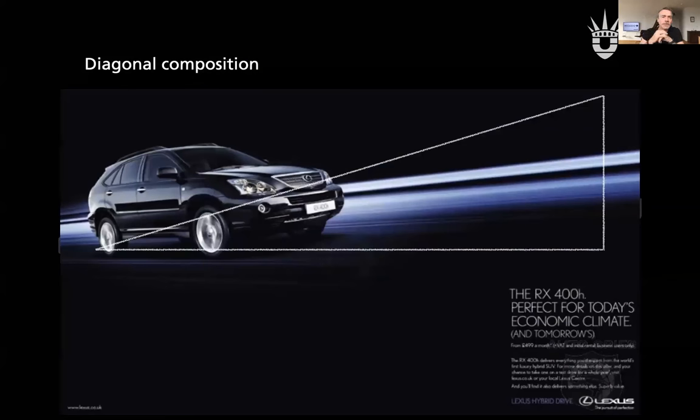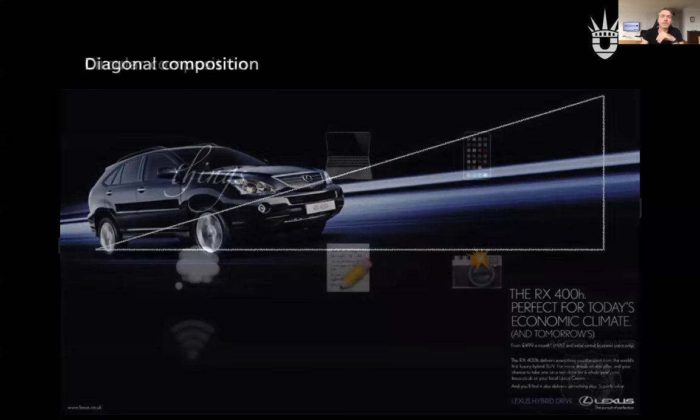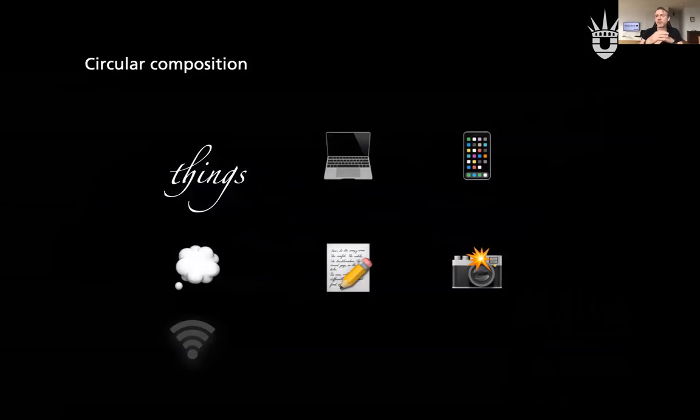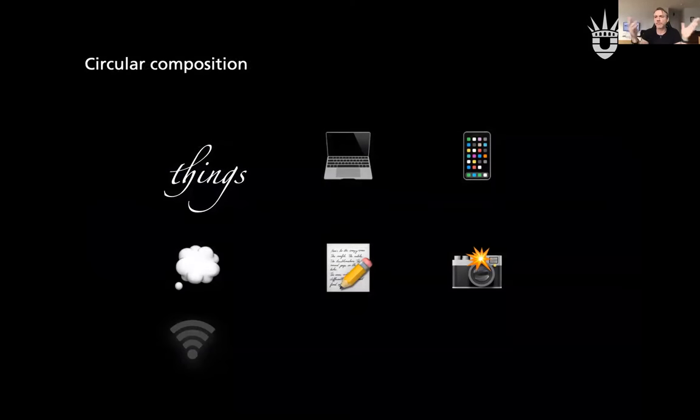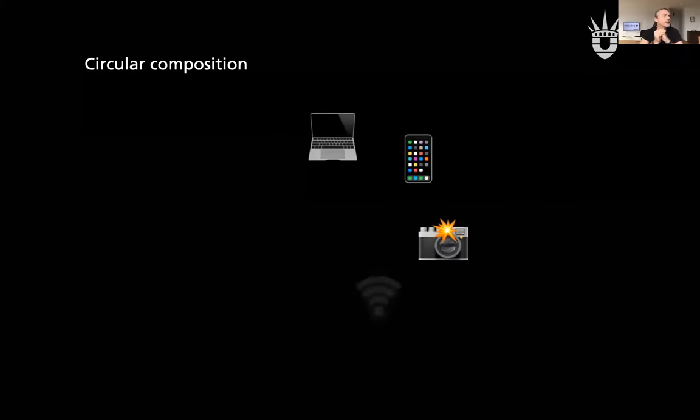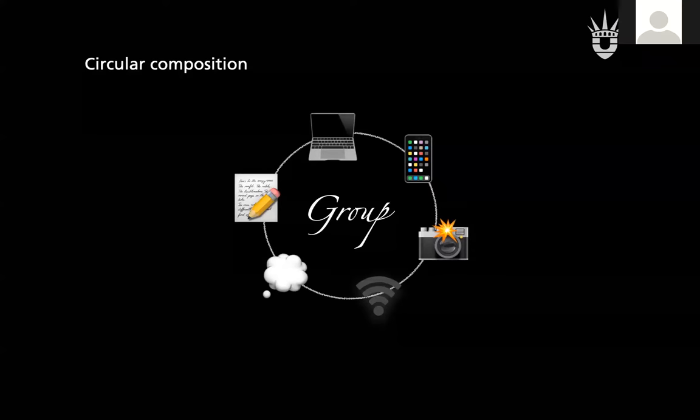The third composition is a circle composition. Here we have only things. There are things, they are free, they are only single things. But we want to have them together to build a group. And therefore, the circle composition is best.